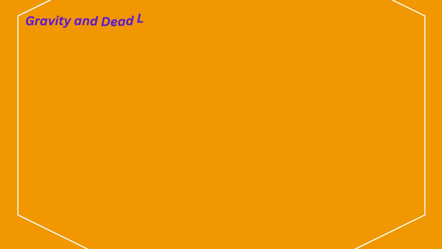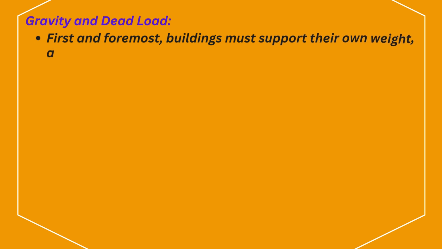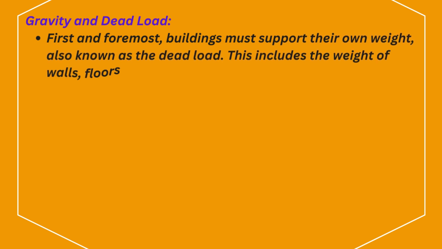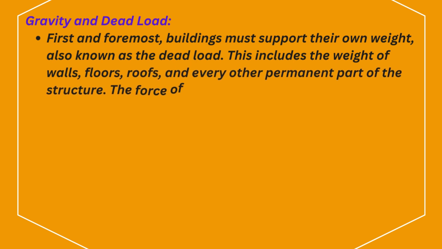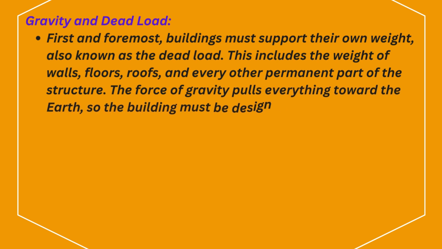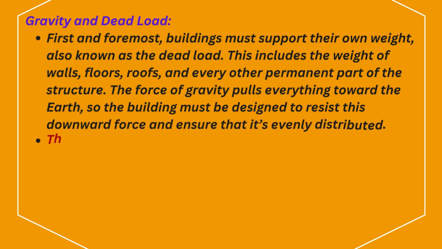1. Gravity and dead load. First and foremost, buildings must support their own weight, also known as the dead load. This includes the weight of walls, floors, roofs, and every other permanent part of the structure. The force of gravity pulls everything toward the earth, so the building must be designed to resist this downward force and ensure that it's evenly distributed.